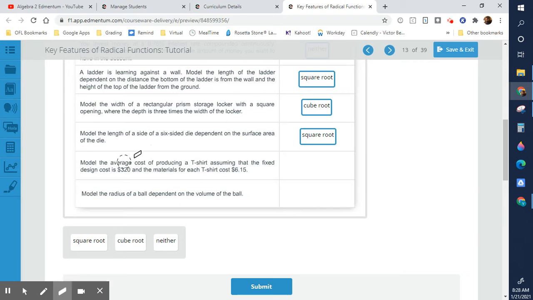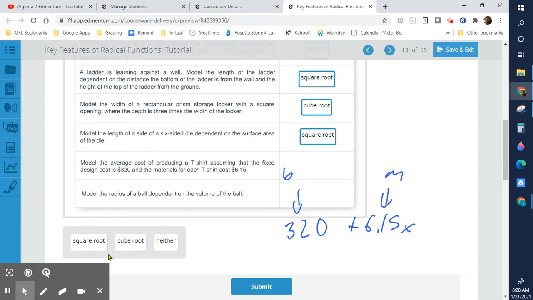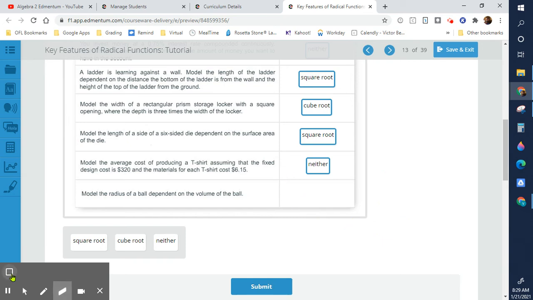All right. Model the average cost of producing t-shirts, assuming a fixed cost and a cost per t-shirt. Well, this is a linear function because we have our starting cost, our b, and we have our rate of change per item. The rate of change per item is our slope, our m. So this is a linear function. Linear functions are neither quadratic nor cubic because there's no exponent to have to cube to solve for the other.